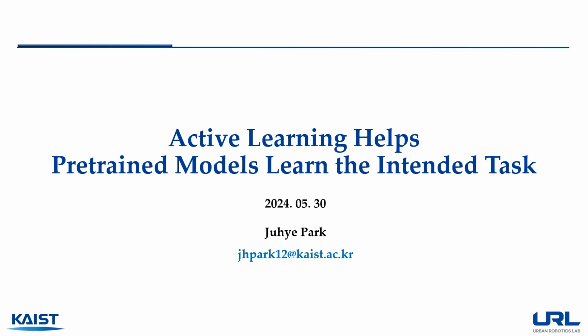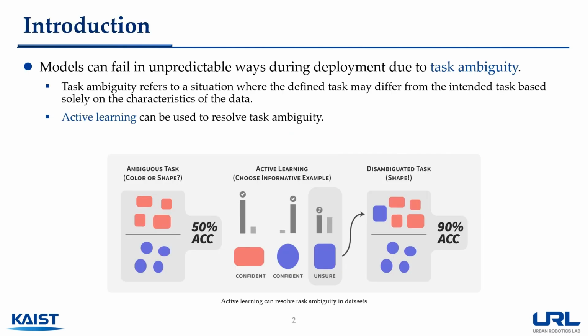Today I'm going to present about how active learning helps pre-trained models learn the intended task. Models can fail in unpredictable ways during deployment due to task ambiguity. Task ambiguity is a situation where the defined task may differ from the intended task based solely on the characteristics of the data. In this figure, there is a red square and a blue circle. It is ambiguous. What is the important property, color or shape?